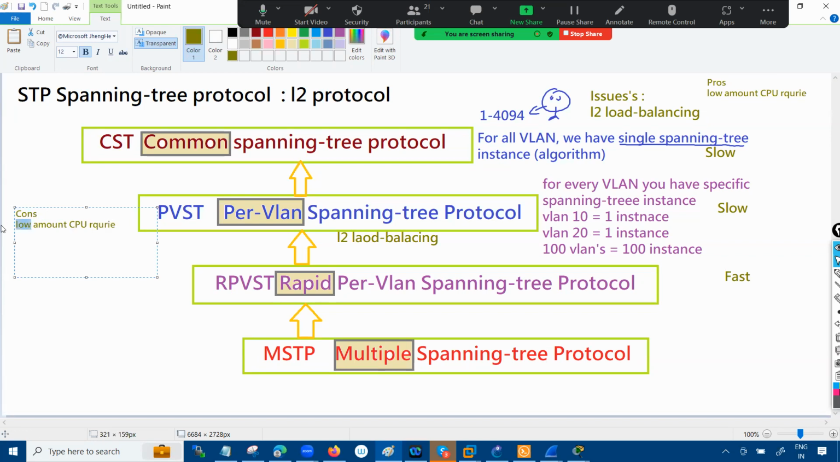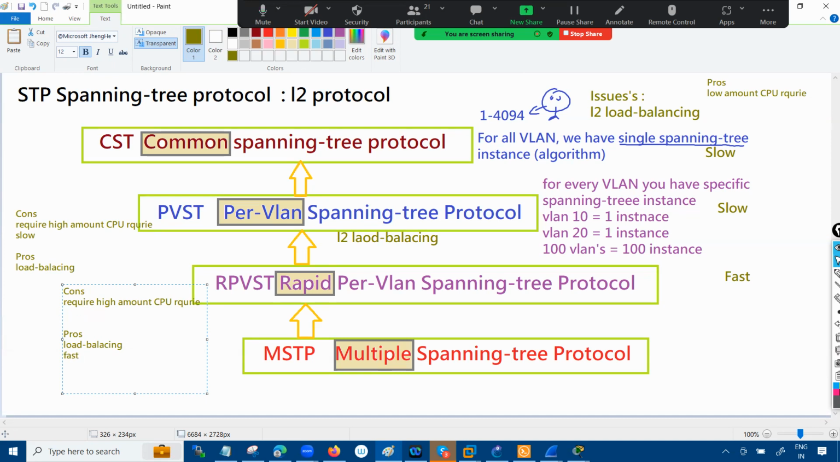It requires a high amount of CPU. Pros, if I talk about, we have load balancing. Same thing, pros and cons, another con of the PVST, if I talk about, it's slow. If I talk about the rapid PVST, we don't say the cons of this one, again, high amount of CPU, load balancing, and it's fast.